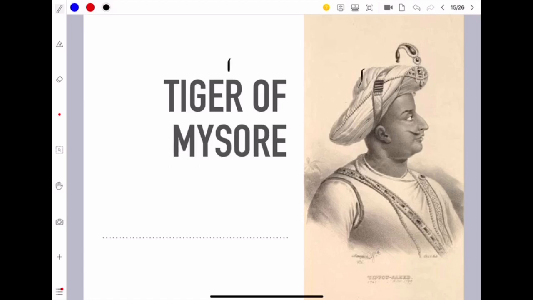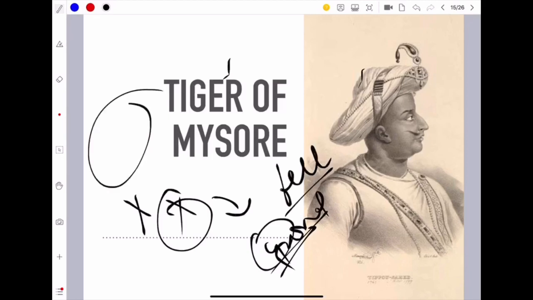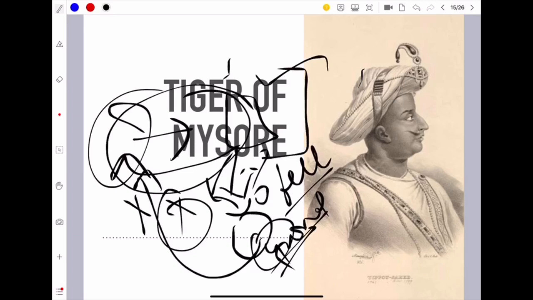The Tiger of Mysore. So basically, once he met face to face with a tiger, he tried to manage the tiger. He did not have a gun. He did not have a dagger. The dagger he had fell to the ground. Now what happened? The tiger was face to face with him, and his dagger fell. How did he manage? He managed the tiger, picked up the sword, and killed the tiger. That's why he's known as the Tiger of Mysore.